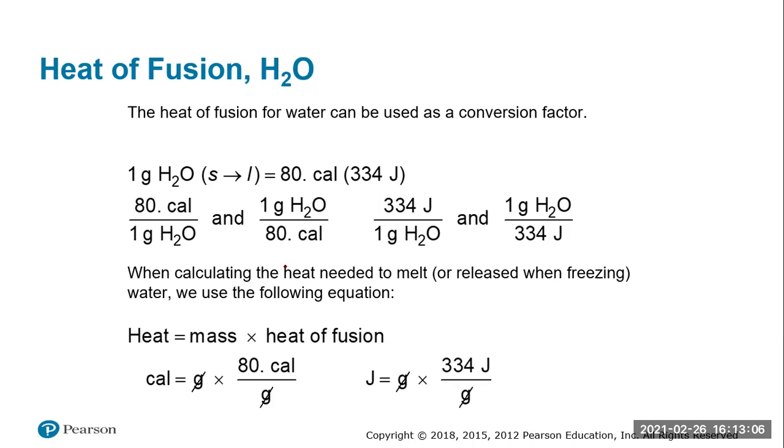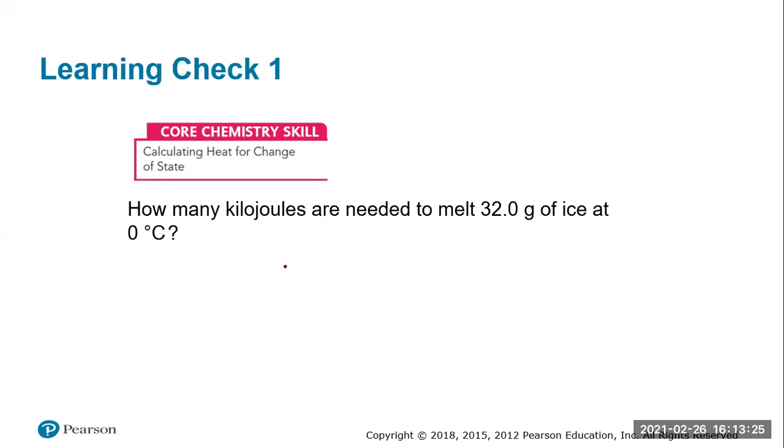First off, it wouldn't be this specific value for the heat of fusion, and it wouldn't necessarily have 0 degrees Celsius as its freezing point or melting point. So if you change the substance, the heat of fusion will change, and also obviously where it melts and where it freezes will change. So if we were to do this sort of calculation here, how many kilojoules are needed to melt 32 grams of ice at 0 degrees Celsius?